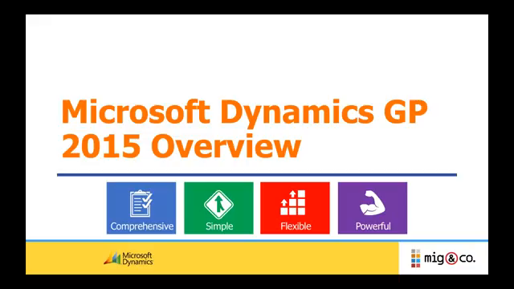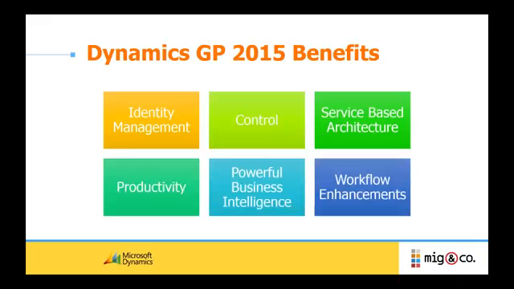They've added a number of features that are comprehensive, simple, flexible, and powerful. Those features include improvements to the web client, such as single sign-on. The web client is the internet-based version of Great Plains, and users can connect to it from anywhere in the world through a web browser. There are some additional controls that have been added. We'll discuss those. There are also some improvements to the service-based architecture. That's primarily focused around the use of GP across multiple platforms and cloud-based platforms. That's more of an IT-focused discussion.